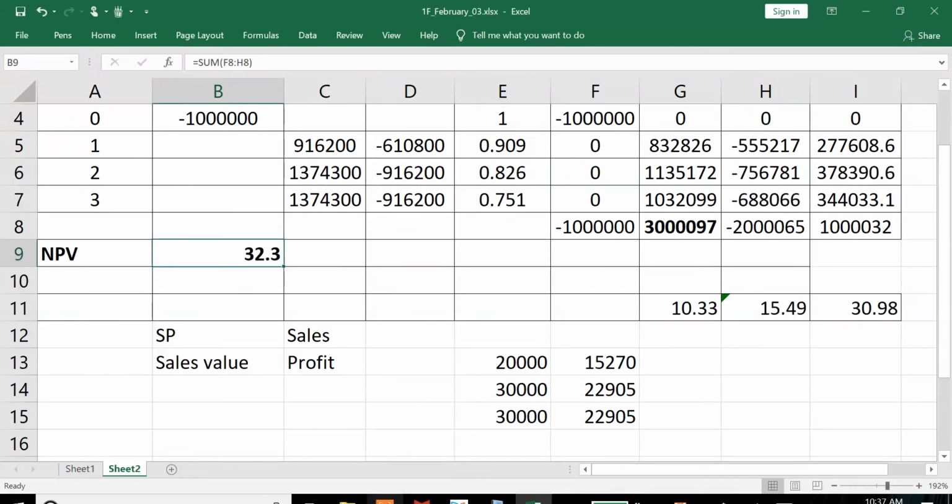And we get a 0 NPV. 15,270, 22,905. We end up getting a 0 NPV. When I put a total of all of this, I'll end up getting a 0 NPV. Any doubts on this? Units will fall, but along with units fall, cost is also going to fall. Any doubts on this part? Clear?